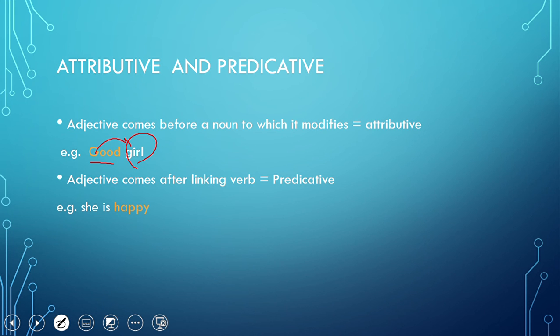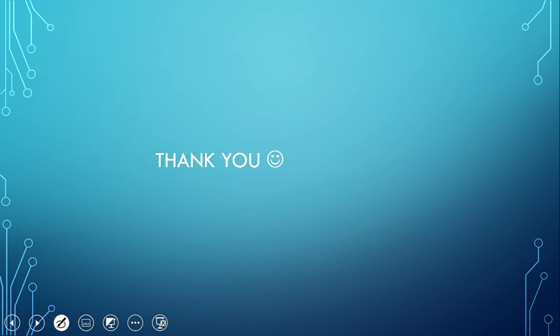and they come after linking verbs or copular verbs. For example, if I say she is happy, now happy is coming after linking verb, that is, and it is at predicate position. So that's all from today's lecture. I hope you have enjoyed it and you have learned a lot.